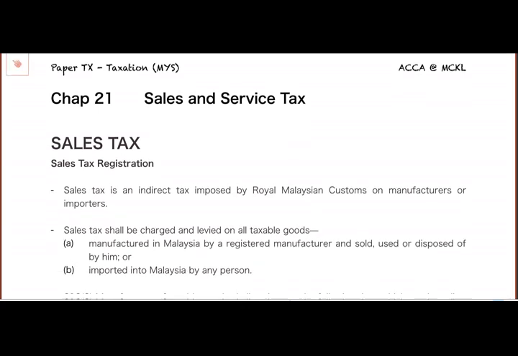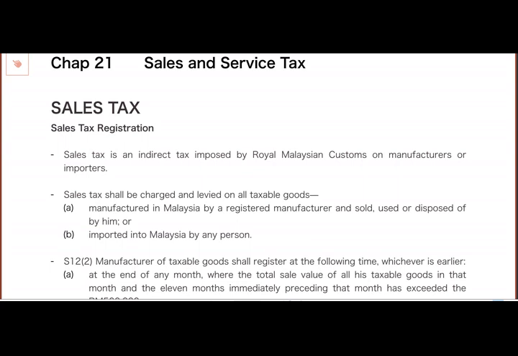Now, we are looking at indirect taxes because you don't pay straight to the government. You pay to someone who collects the tax and remits it to the government. Who is in charge of indirect taxes is the Customs, so we just call it the Royal Malaysian Customs.